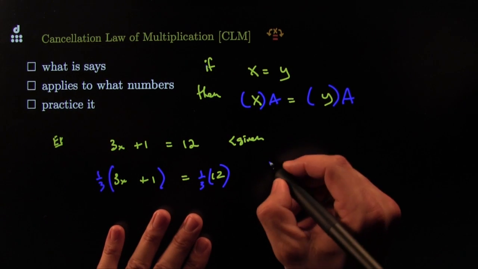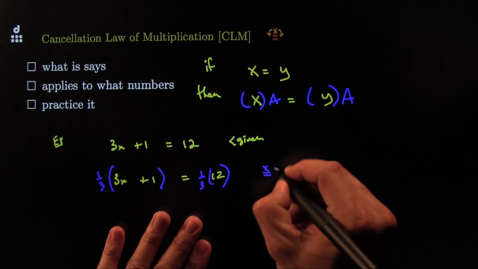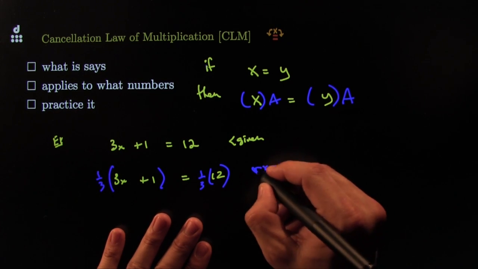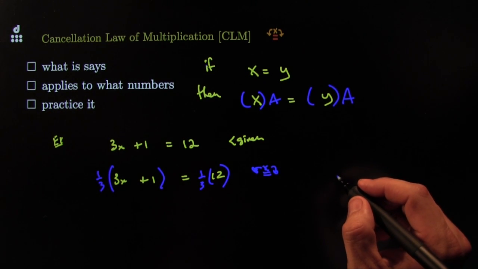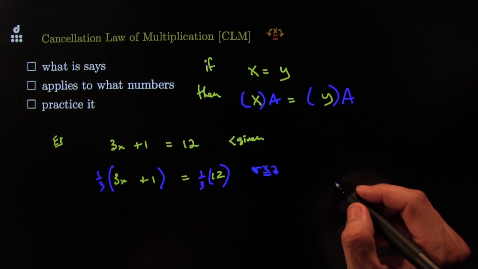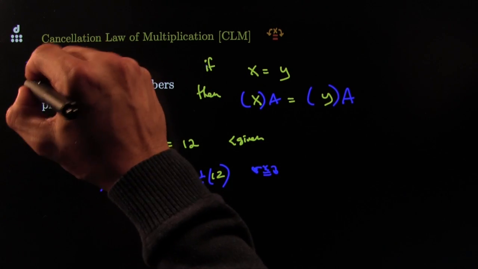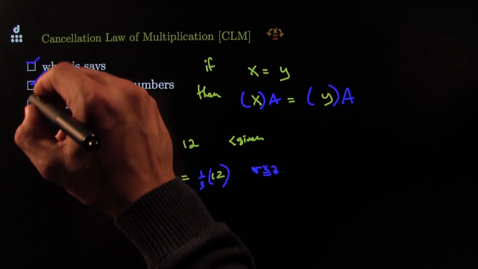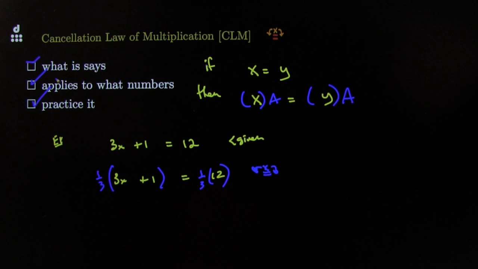Okay, that's called the cancellation law of multiplication. I multiply both sides by something. Perfectly legal to do that. Okay, that's what it says. It applies to everything in our class. That's how you practice it. Slap something on both sides. You multiply both sides by whatever you want.